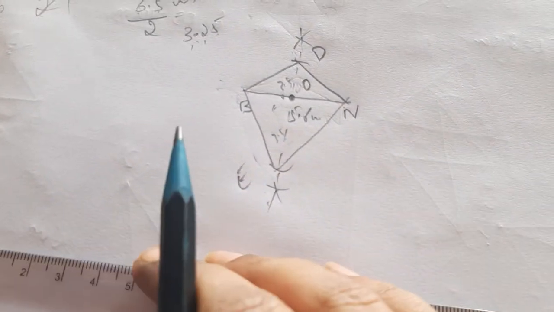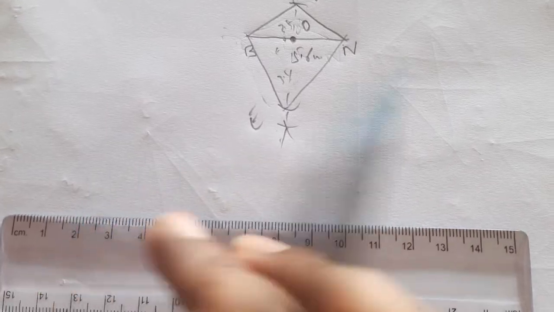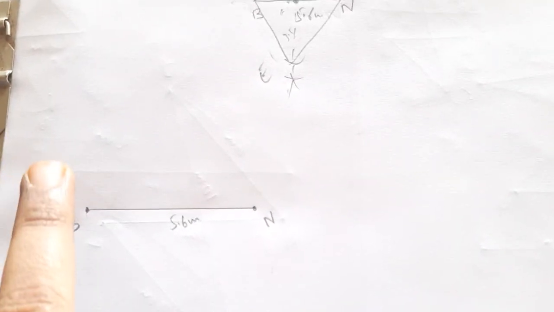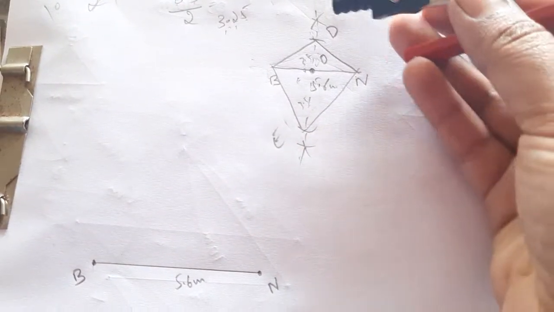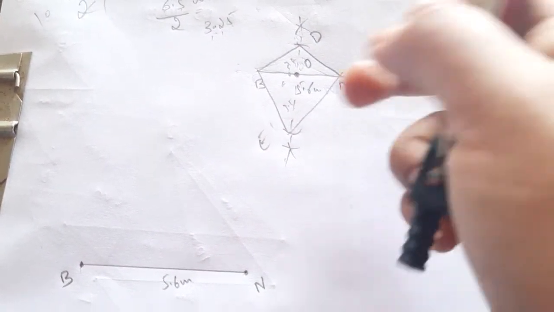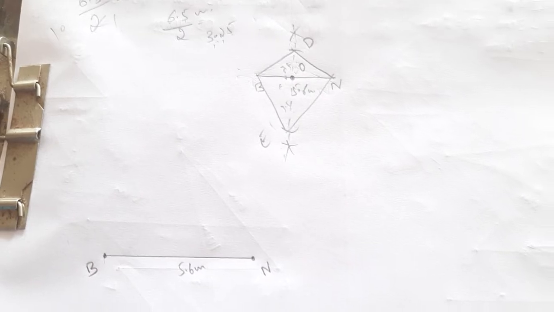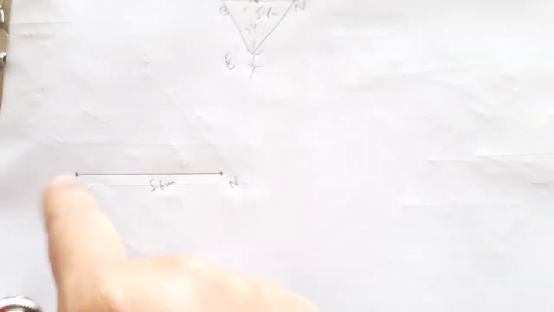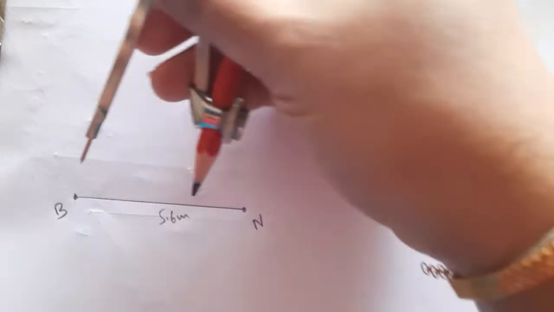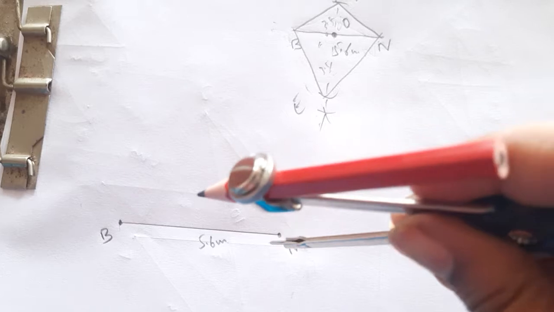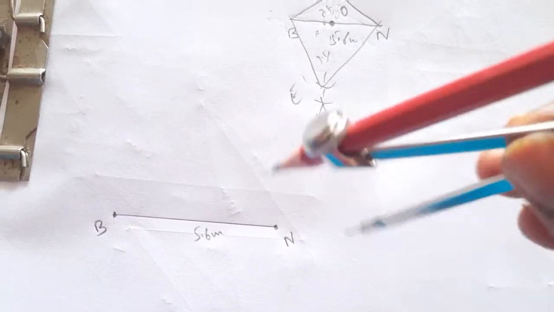First, let us draw the line BN, which is 5.6 centimeter. After drawing this line BN, children, I said you should construct the perpendicular bisector. This is one of the diagonals now. Rhombus means you should get the diamond shape. So we should draw the perpendicular bisector since we know none of the sides. To draw the perpendicular bisector, you should draw from both the vertices.